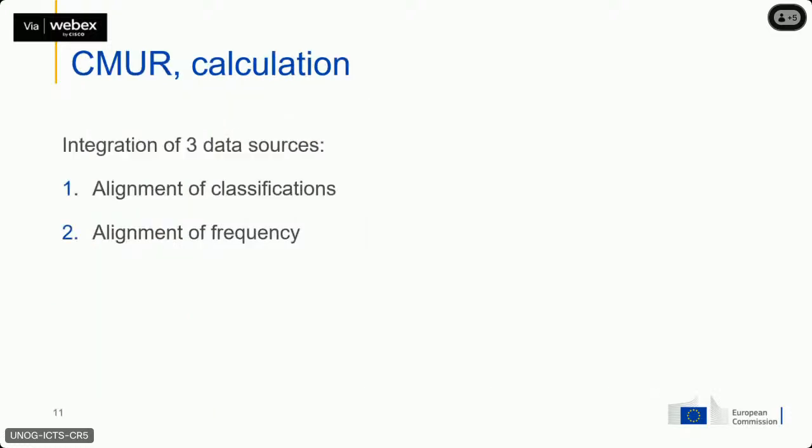Now, if you use the three data sources we have in the EU, the situation may be slightly different in your country if you are not from the European Union. But for the European Union, you need to do two steps. The first is an alignment of the classifications of the data sources. And the second one is an alignment of the frequency of the data that you have. And I will explain each one of these two steps right now.